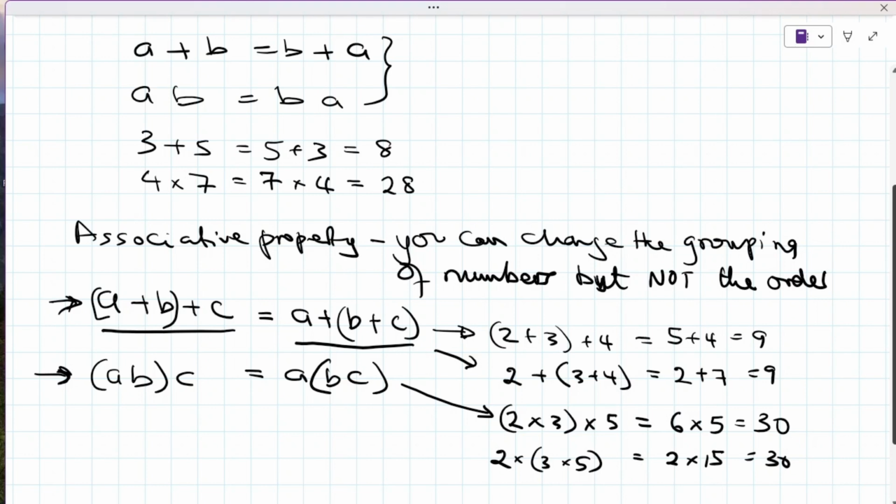So it's important to note here that under the associative property, the order does not change, only the grouping changes. So the order doesn't change, only the grouping changes for this associative property.